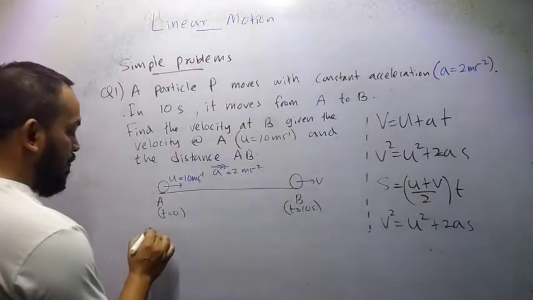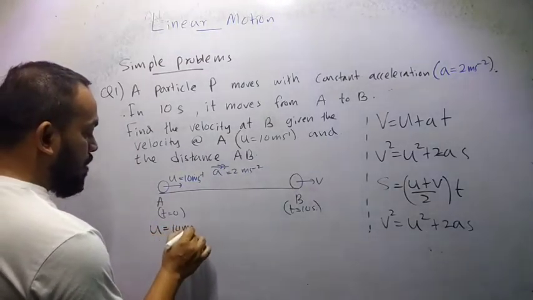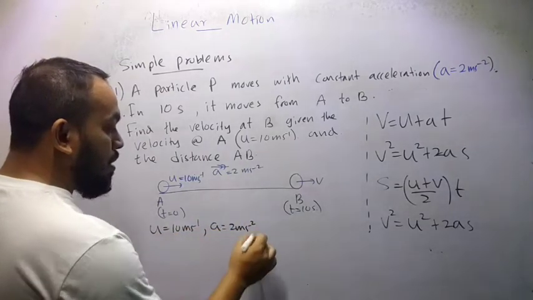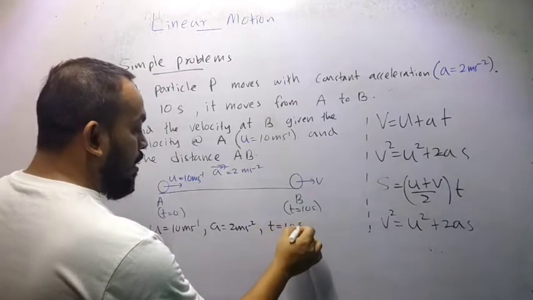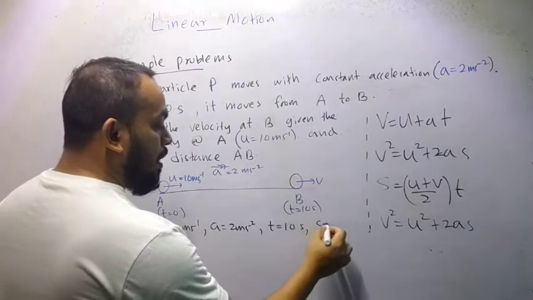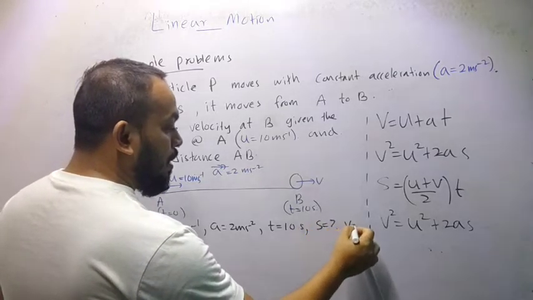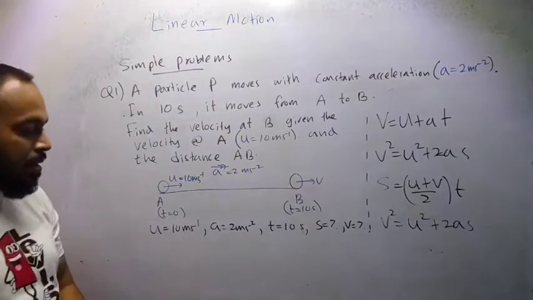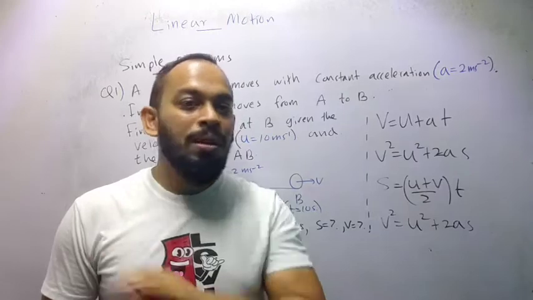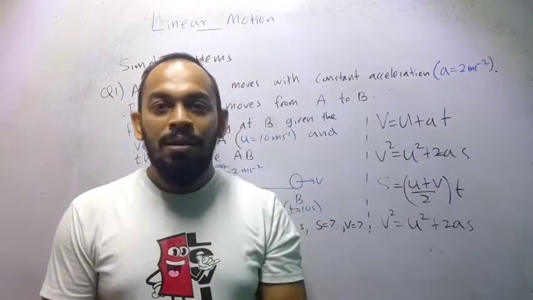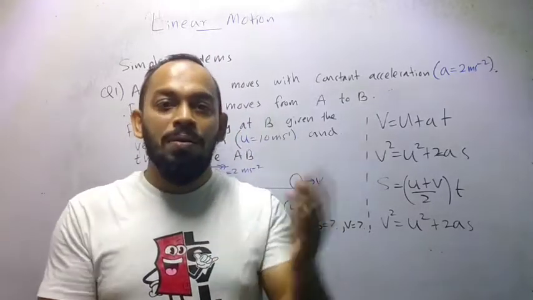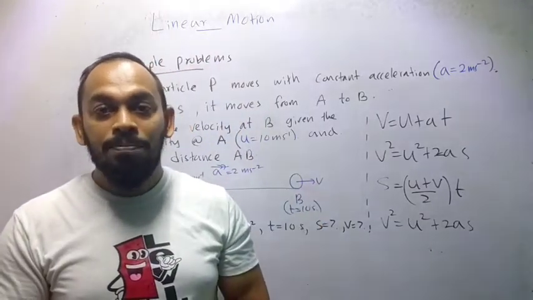Write down what is given. u is given, 10 meters per second. a is given, 2 meters per second squared. t is given, 10 seconds. What do we have to find? We need to find the displacement. We need to find the final velocity. You can see 3 knowns are given. When 3 are known, you can take any formula, right? Within a formula, you have 4 variables. If 3 are known, then you can find the remaining one.